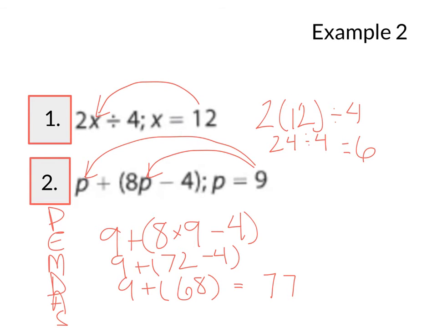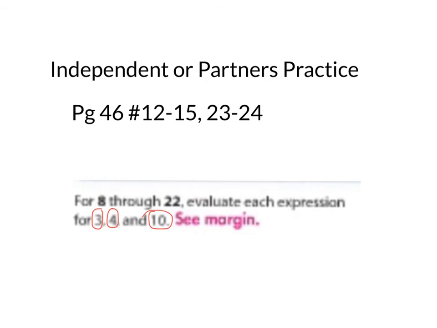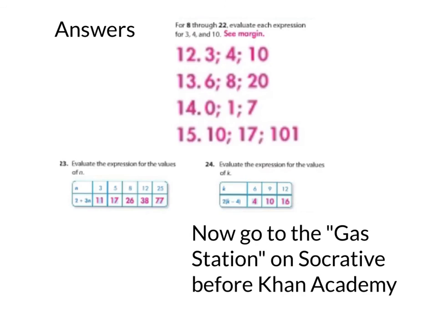Now let's go on. Now you have independent or partners practice, and this is your page number. And I just wanted to put this because for numbers 8 through 22, it wants you to evaluate each expression for 3 different numbers. Why did I not have many problems here that I have assigned? It's because for each one, you need to do it 3 times with different numbers that are equal to the variable. When you're ready, please unpause the video. Going to answers in 3, 2, 1.